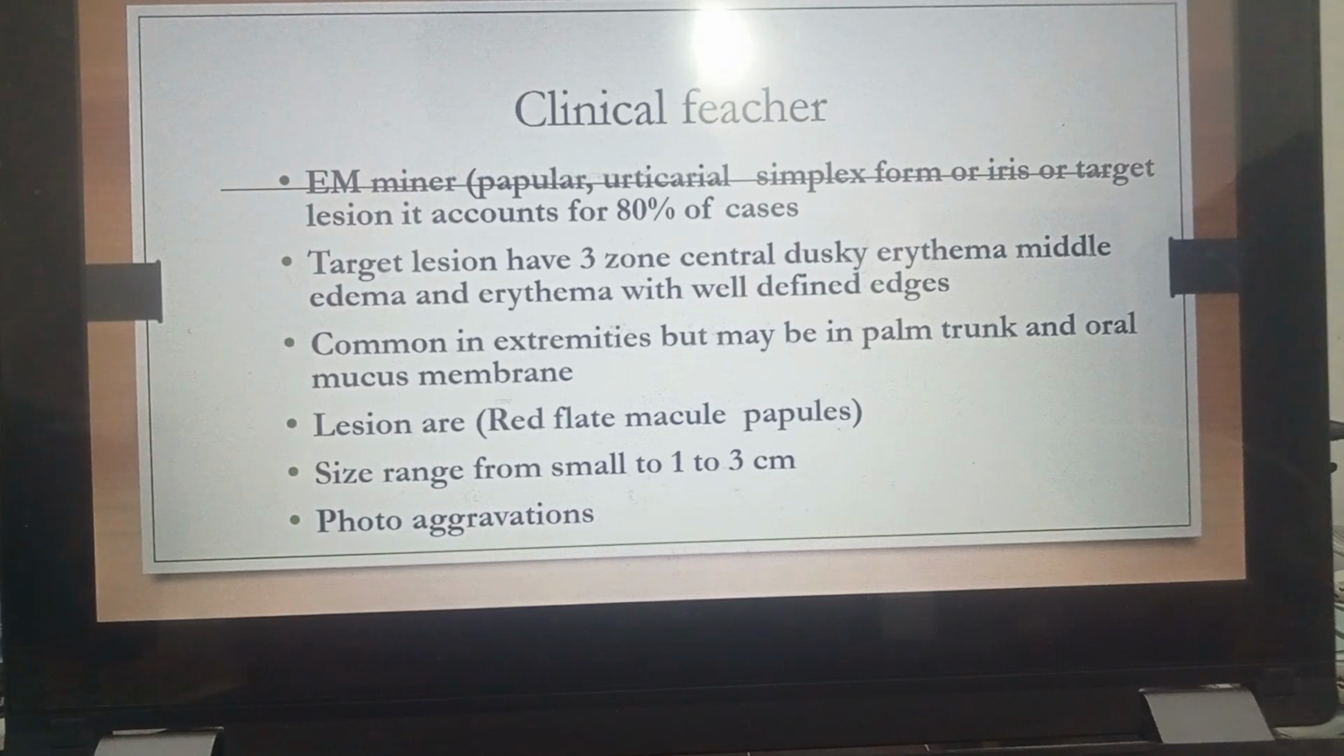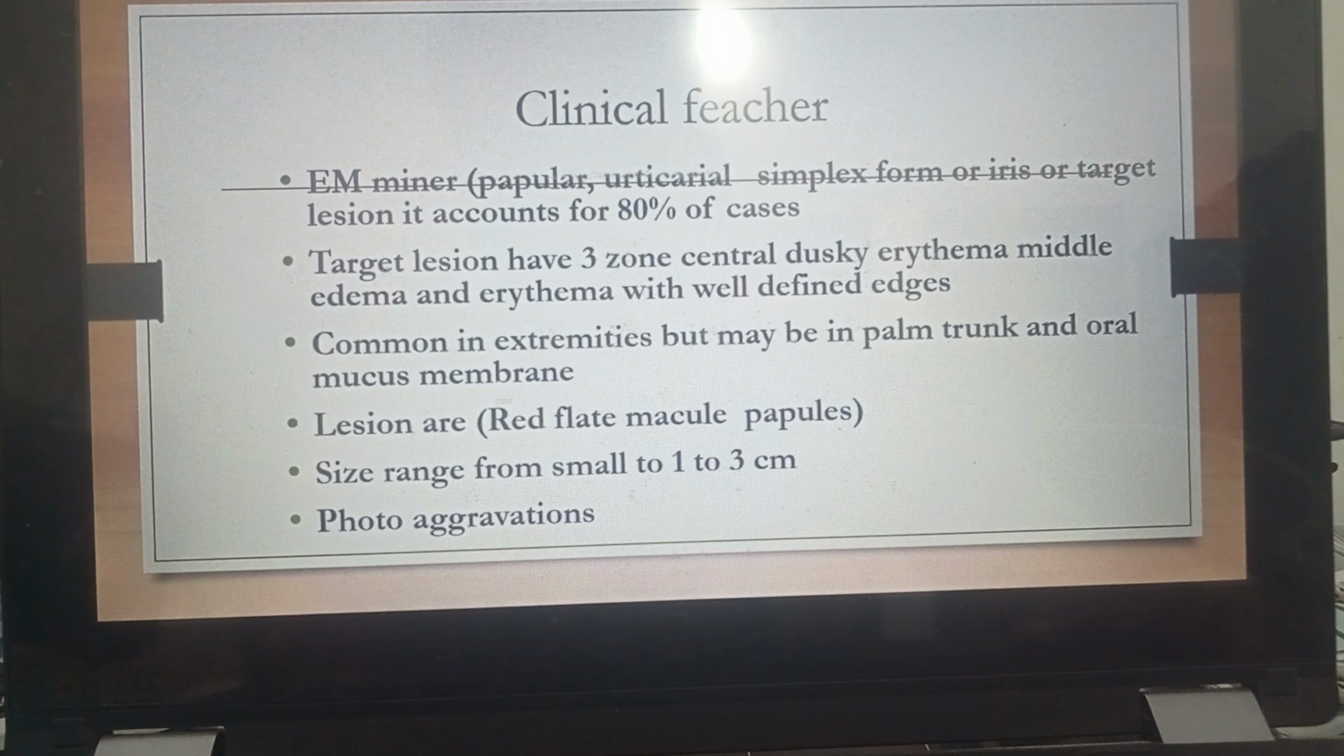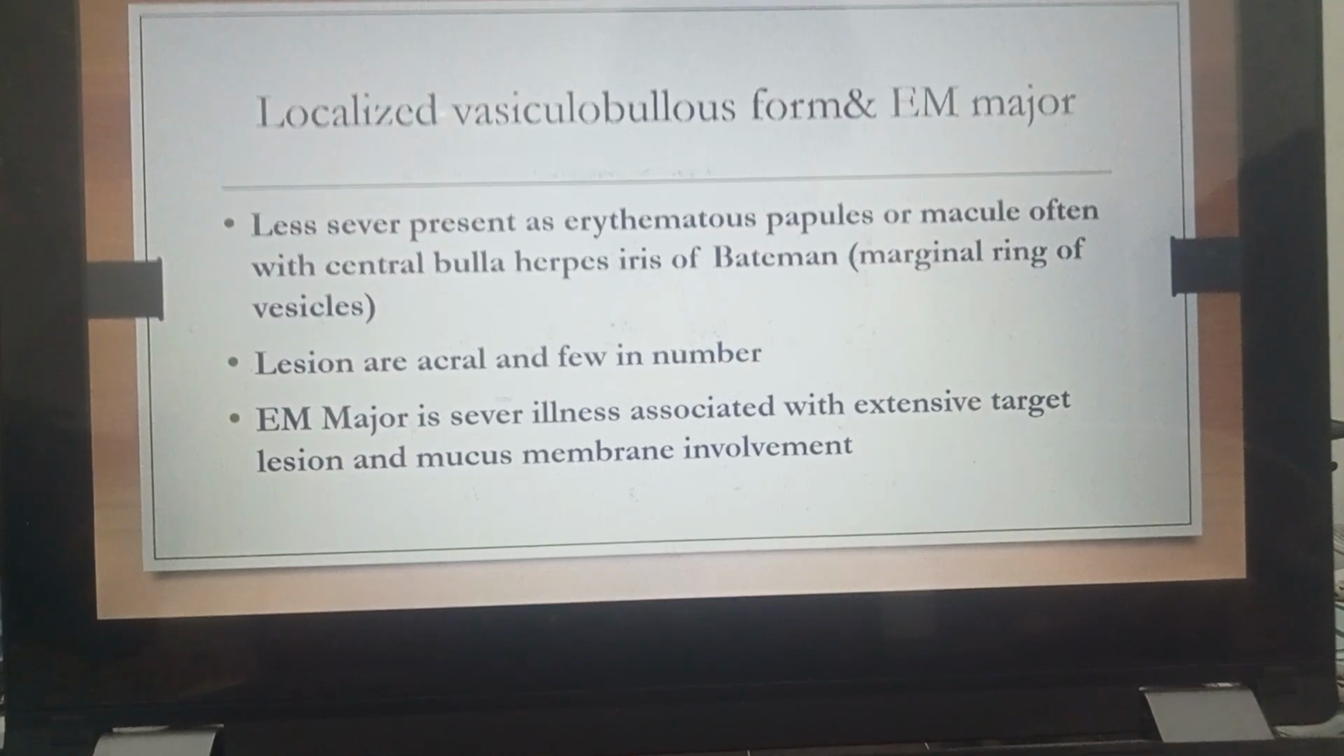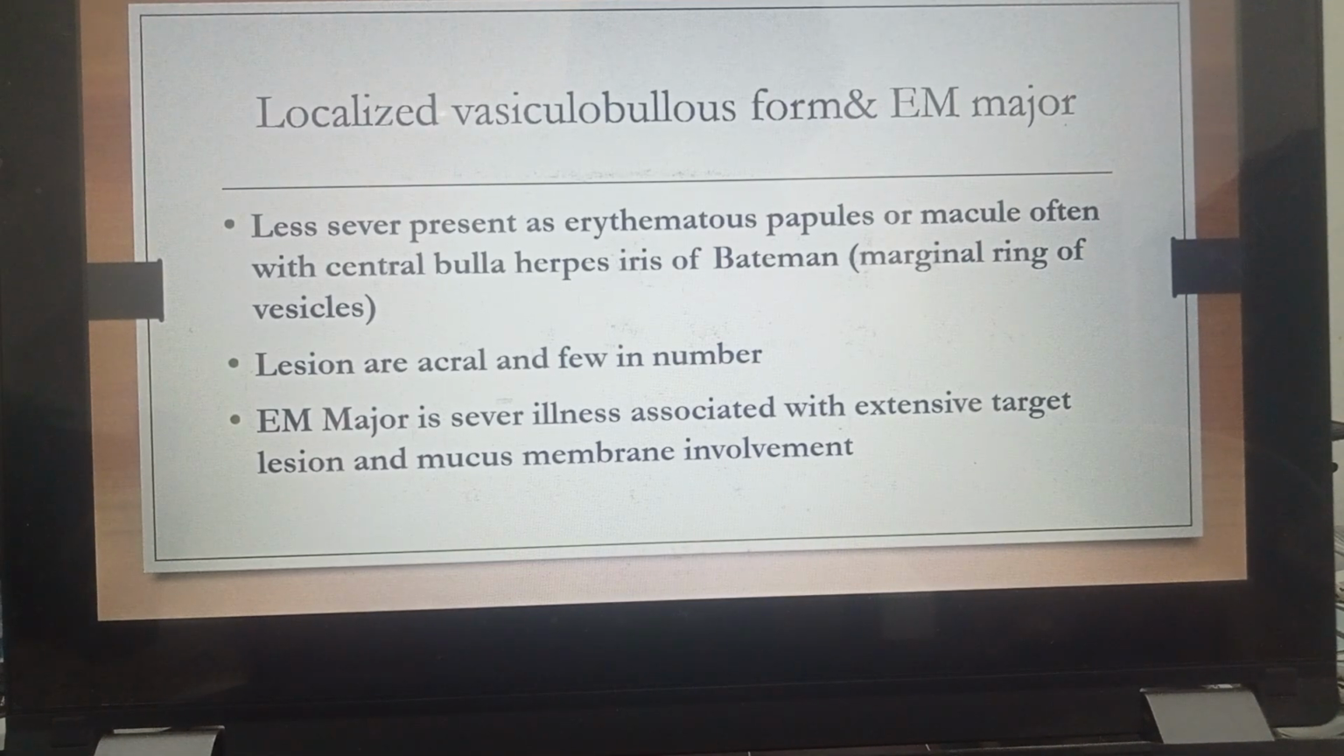Common in extremities, but it may involve the palm, trunk, and oral mucous membrane. Lesions are red, flat macules or papule-like. Size ranges from small, 1 to 3 cm, and there is photo aggravation of lesions. The second category is the localized vesiculobullous form, and third is erythema multiforme major.